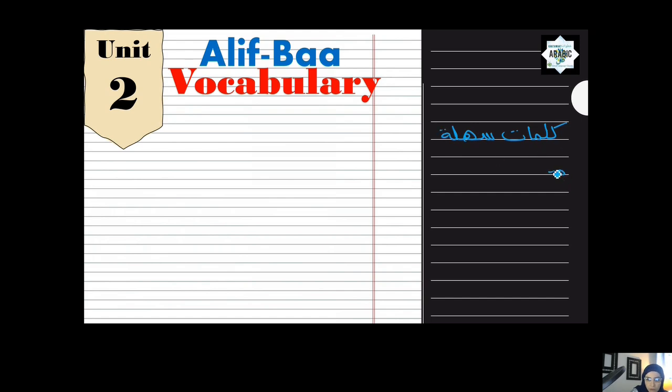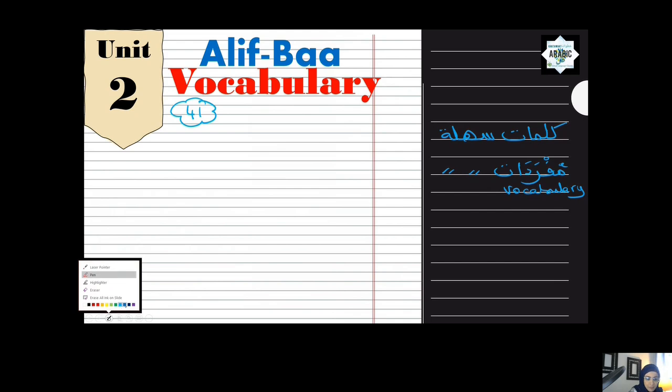Easy words, or vocabulary. Vocabulary. Easy vocabulary, page 41. So we have the word باب.